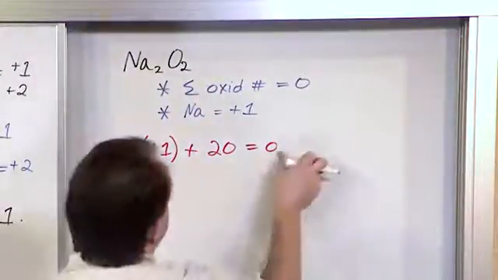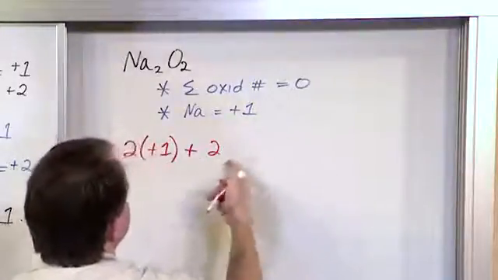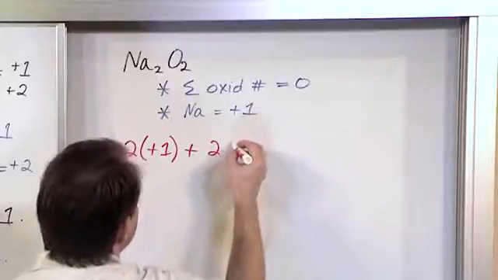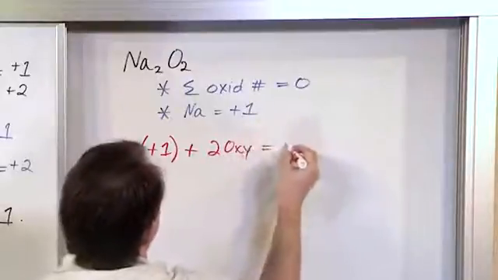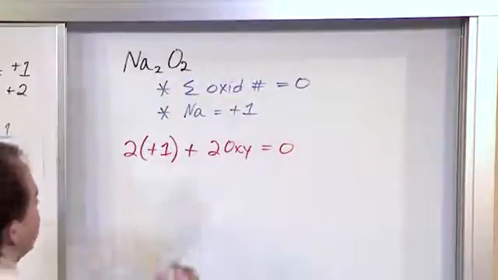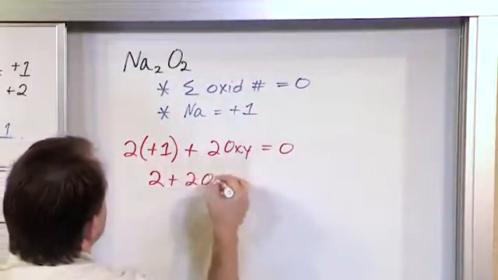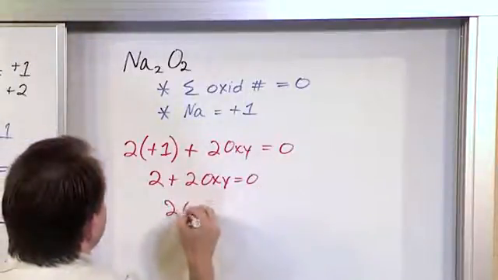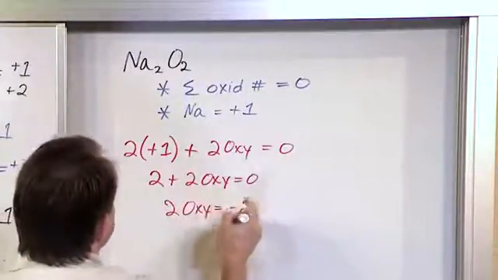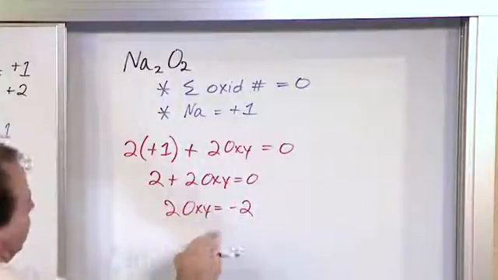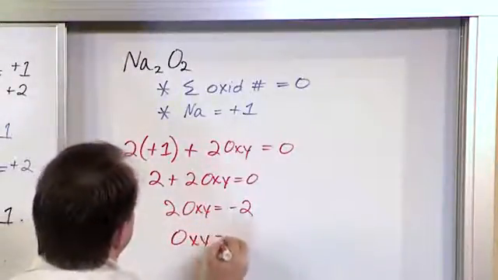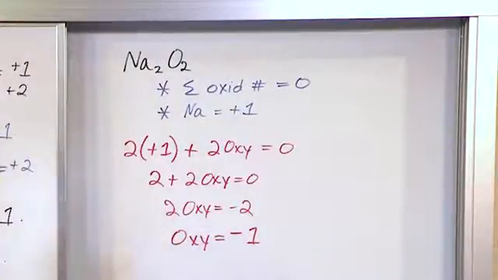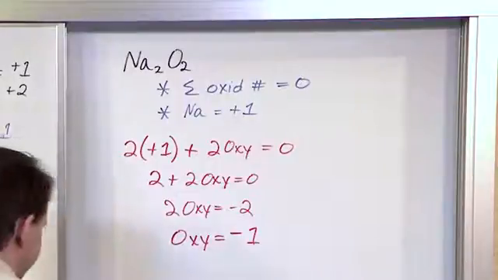Okay? And actually, just to make this clear, instead of 2, 0, it looks like 2 times 2, 20 because of the 0 there. I'm going to put oxygen. 2 times oxygen is equal to 0. So this is going to be 2 plus 2 times whatever oxygen is. And then I move this over here. So I'm going to have 2 times oxygen, -2. I move that over there. And then to get oxygen by itself, I divide by 2. So I get -2 divided by 2, and I'm going to get -1. So the oxidation number of that oxygen in there is -1.